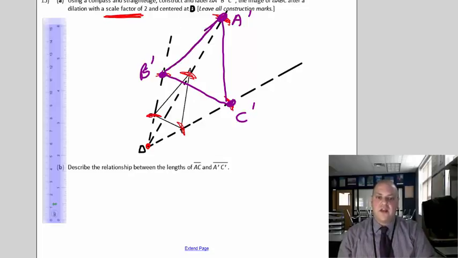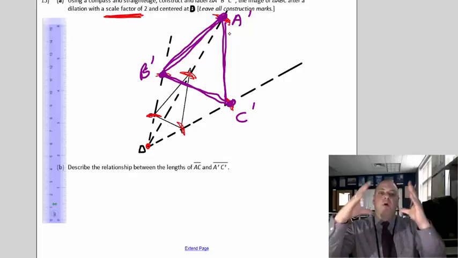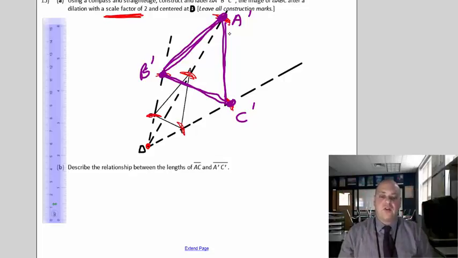If you're at home, you don't have a straight edge, you could just fold a piece of paper in half and use that. All right, but I don't want to see freehand when you hand this in tomorrow. Everything should be straight edge, and there we go. We doubled the length of all the sides of the triangle.